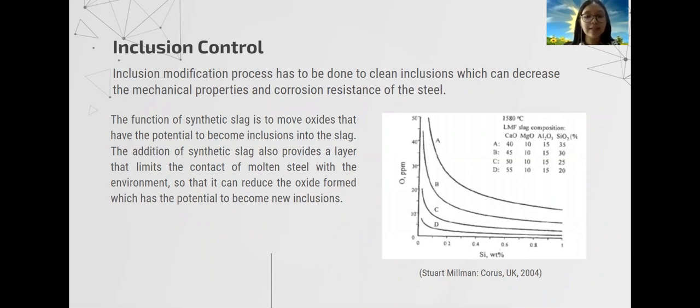The addition of synthetic slag also provides a layer that limits the contact of the molten steel with the environment, so that it can reduce the oxide formation, which has the potential to become new inclusions. There are several types of synthetic slag compositions that we can use. Based on this diagram, the best type of slag is type D, which contains 55% calcium oxide, 10% magnesium oxide, 50% alumina, and 20% silica.